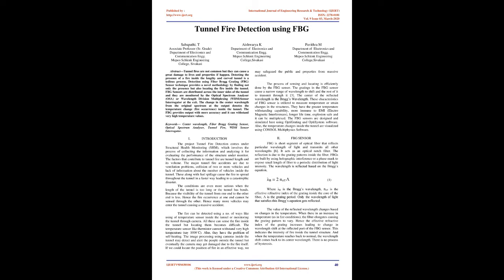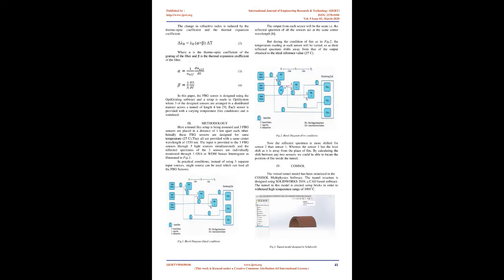The fire can be detected in a number of ways, like using temperature sensors inside the tunnel or monitoring the tunnel through cameras. All these can sense the fire inside the tunnel, but locating it becomes difficult. A temperature sensor like a thermistor cannot withstand very high temperature, say 1000 degrees Celsius. Also, they have the problem of self-heating. Image processing using cameras inside the tunnel may detect and alert the people outside, but eventually the camera may get damaged by the fire itself.